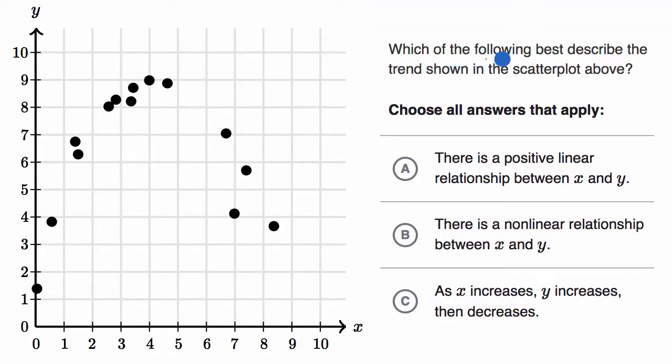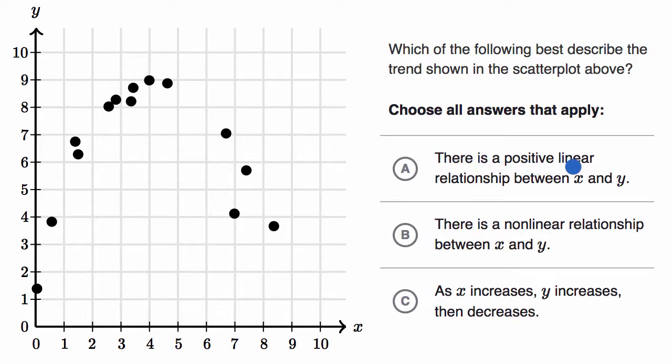So we are asked, which of the following best describe the trend shown in the scatter plot above? And here the scatter plot is to the left. So pause this video and see if you can figure this out. It says choose all answers that apply.